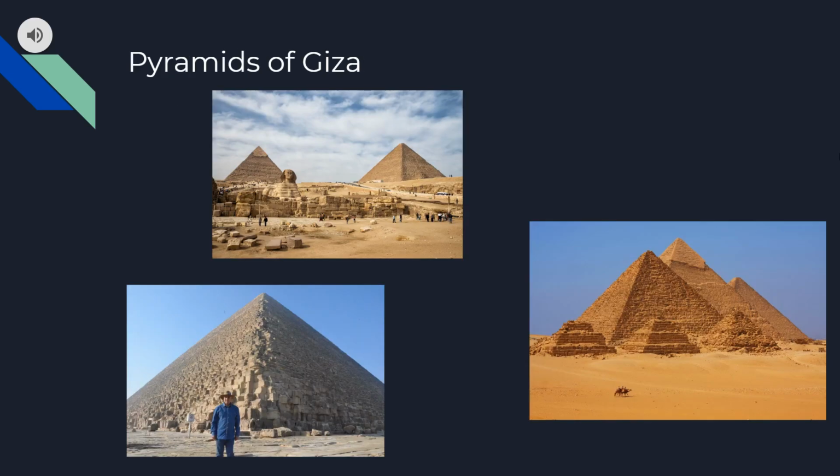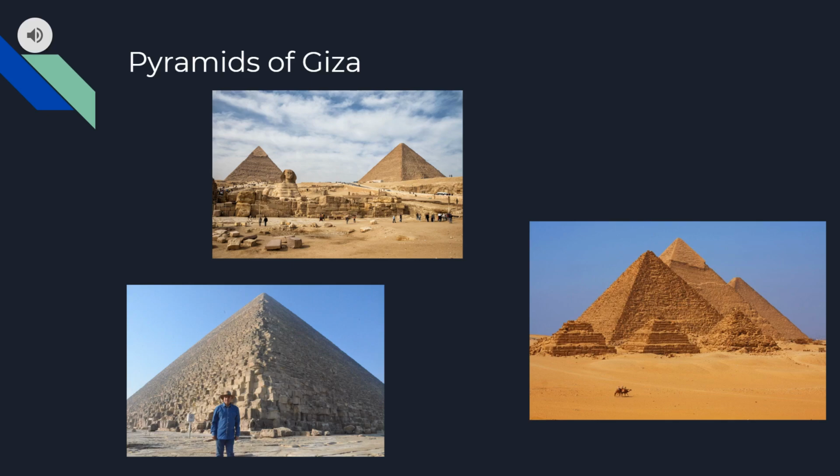The Pyramids of Giza. Pyramids of Giza are one of the ancient seven wonders of the world. The pyramids are essentially three royal tombs for three different pharaohs. They were built in a span of 85 years from the year 2589 BC to 2504 BC.